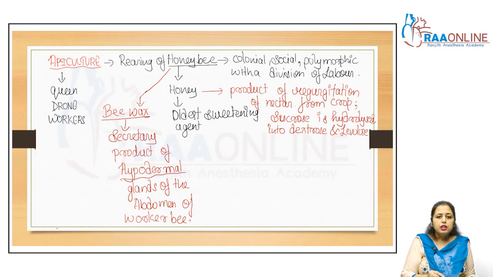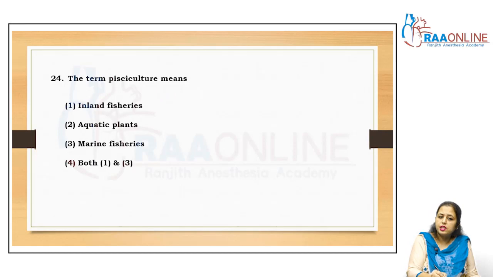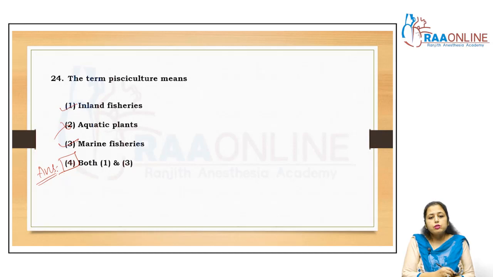Come to the next question, that is 24. The term pisciculture means inland fisheries, okay, correct. The aquatic plants, no, that is only related with the fisheries. So inland and marine fisheries also, right? So the answer is 1 and 3. Now the question is, what is fishery, right? Actually, that is rearing of the fishes, right?